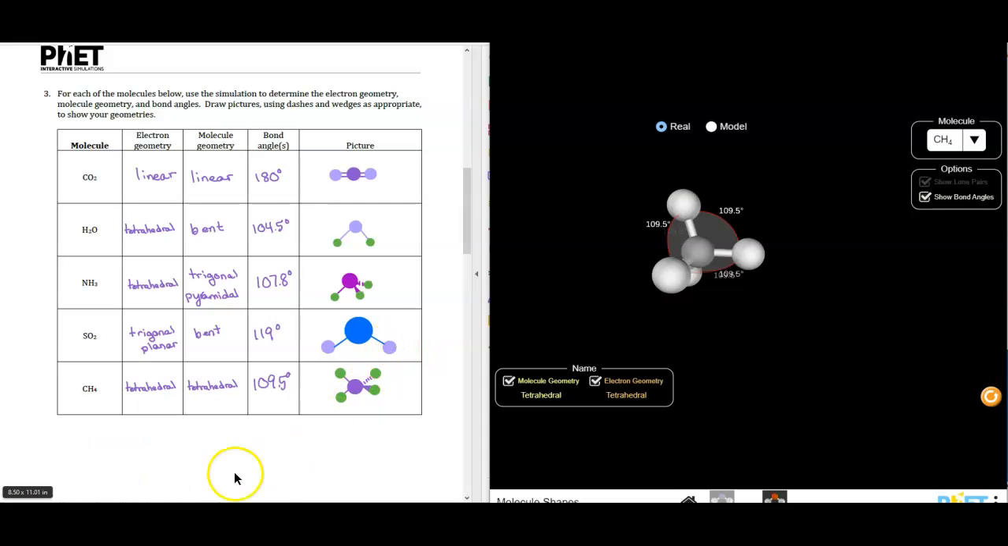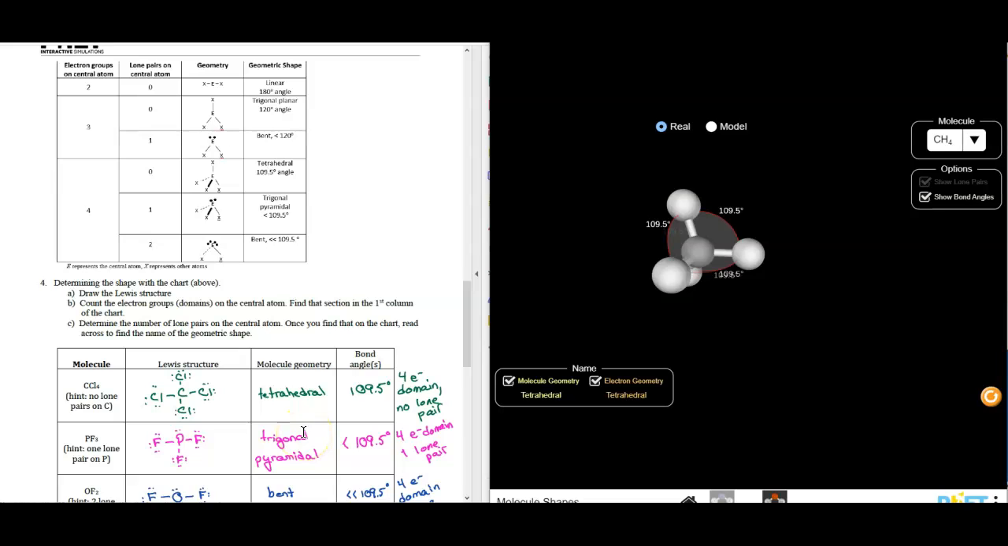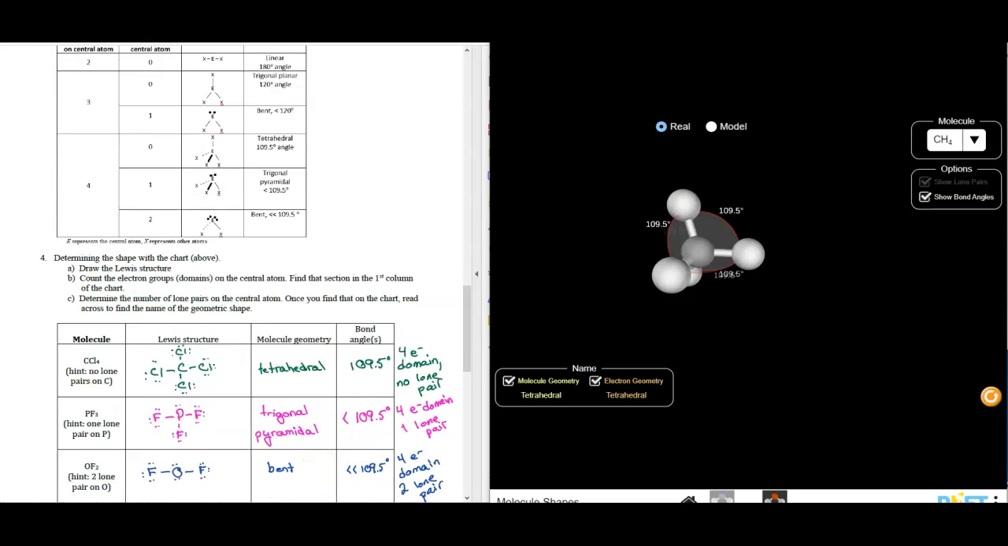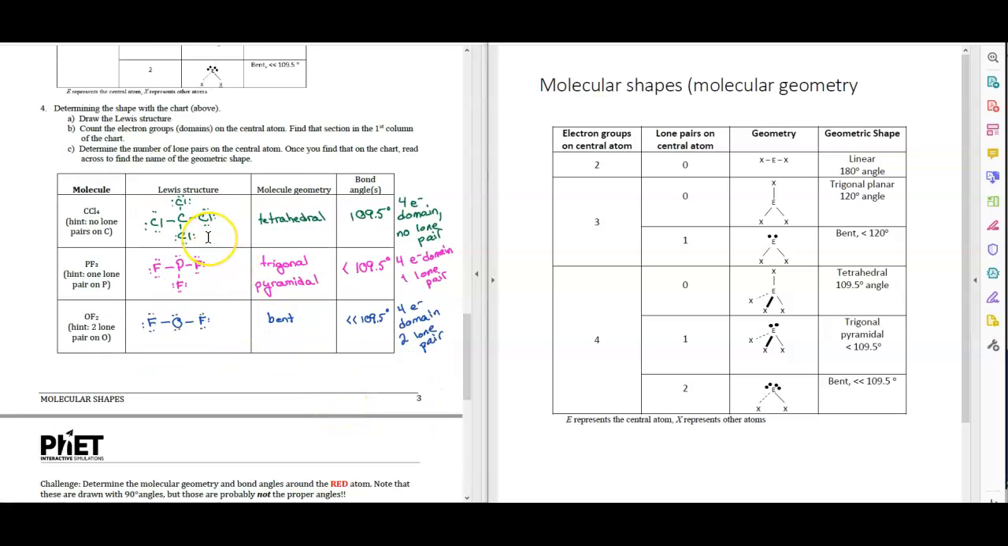On the last page, we're using the same chart that you saw in the notes. The first thing I did for each was draw the Lewis structures. For CCl4, I drew the structure. We are only concerned about the central atom. Carbon has 4 bonds and no unbonded electrons. We are ignoring all of the lone pairs on chlorines because chlorine is not the central atom.